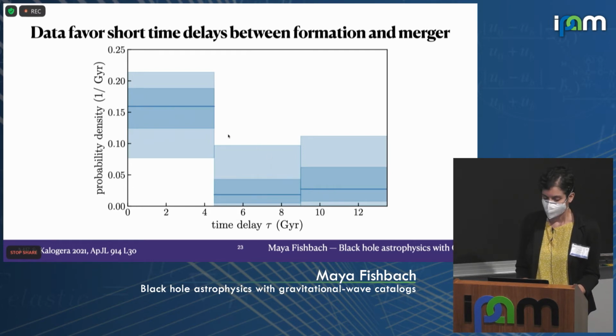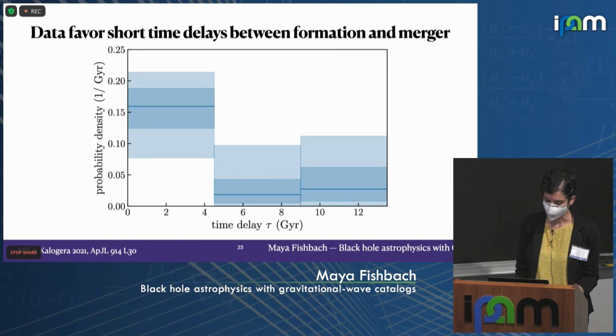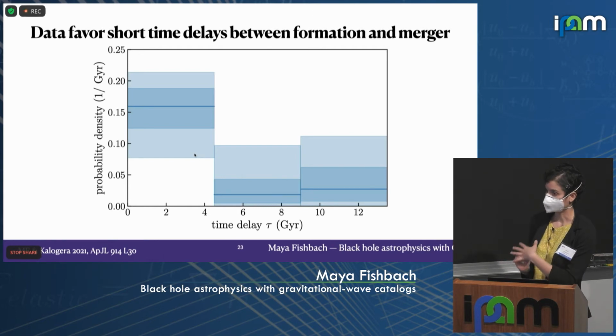And you can see that there's a lot of support for pretty short delay times, shorter than 4 billion years or so. Actually, the data is consistent with no delay times at all, which you can see just from the fact that the merger rate evolution is consistent with the star formation rate. So the data is consistent with having no delay times at all. This does depend, again, on that assumption of the progenitors following the star formation rate.